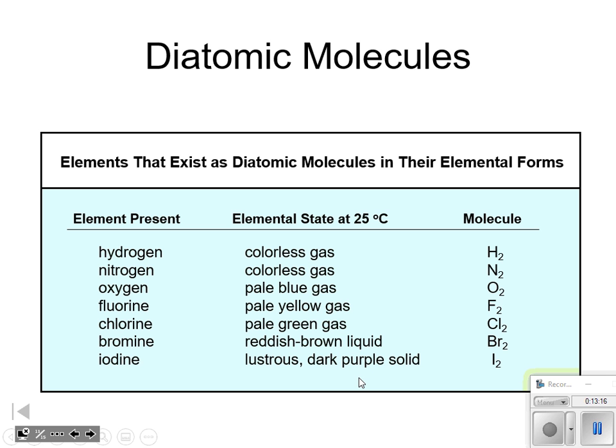Now, looking back here at iodine on the periodic table, its symbol is black. That tells me that it is a solid. So iodine is a lustrous, dark purple solid. So these don't necessarily have to be gases, because two of them, the two on the bottom, bromine and iodine, are not gases at room temperature.